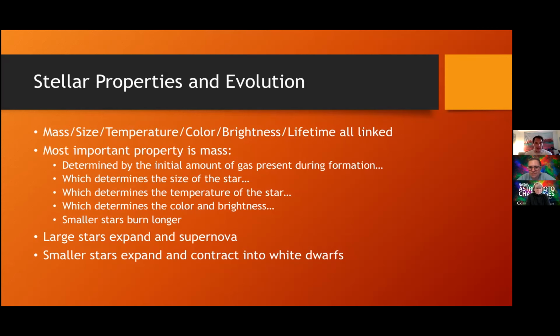Smaller stars, on the other hand, like our sun, tend to expand and then contract because there's not quite as much mass outside the core. It doesn't immediately collapse in. And instead, what it does is it expands and becomes a red giant, and then slowly contracts into becoming a white dwarf. It doesn't undergo that supernova process.